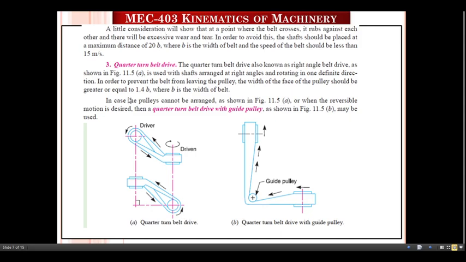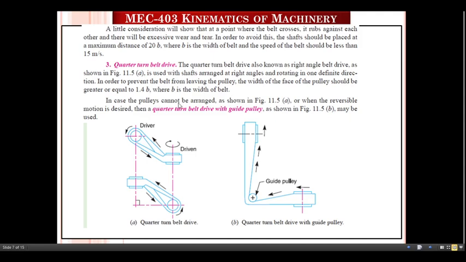Now just see the next one, quarter turn belt drive. The quarter turn belt drive is also known as a right angle belt drive, as shown in this figure. It is used with the shafts arranged at right angles and rotating in one definite direction. In order to prevent the belt from leaving the pulley, the width of the face of the pulley should be greater than or equal to 1.4 B, where B is the width of the belt.